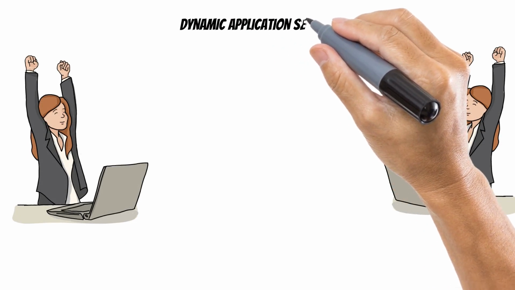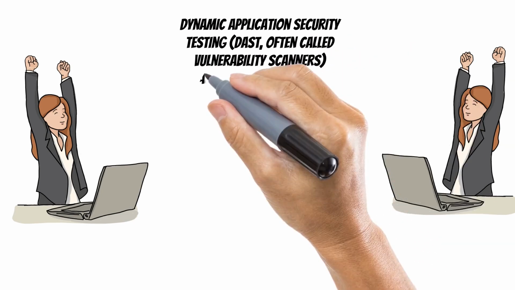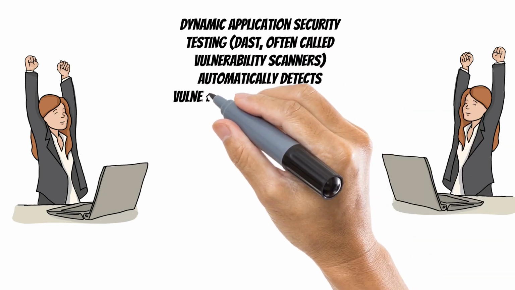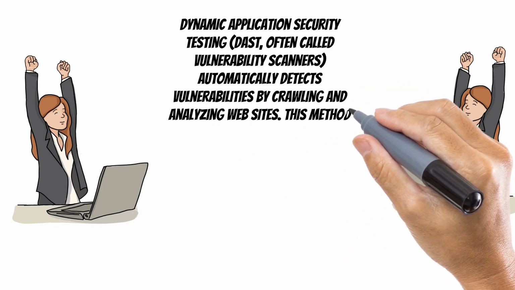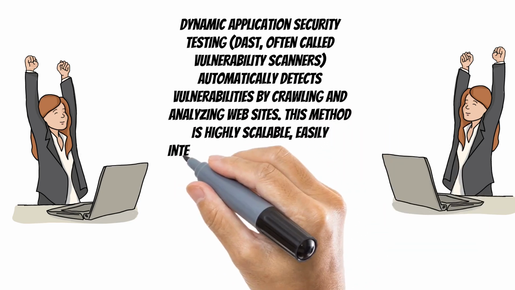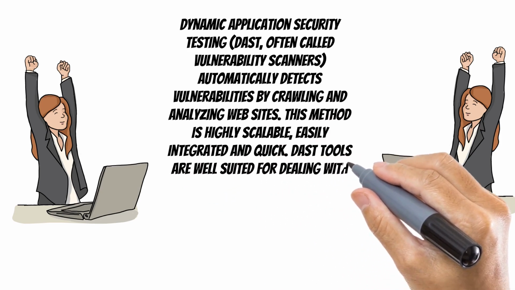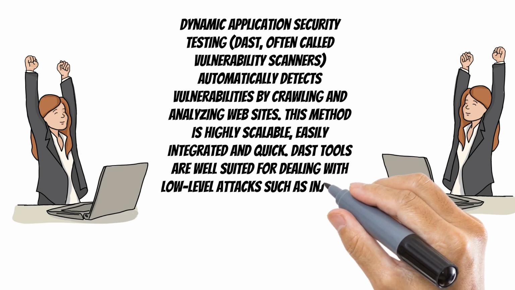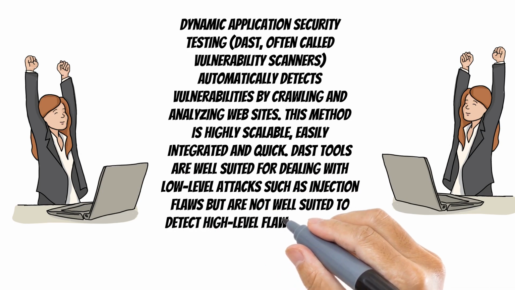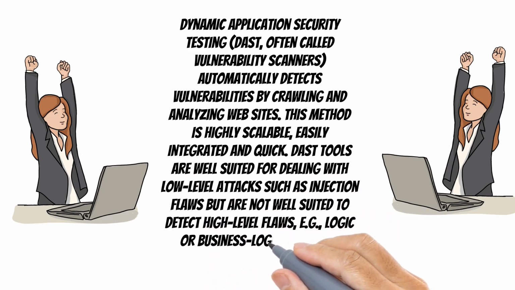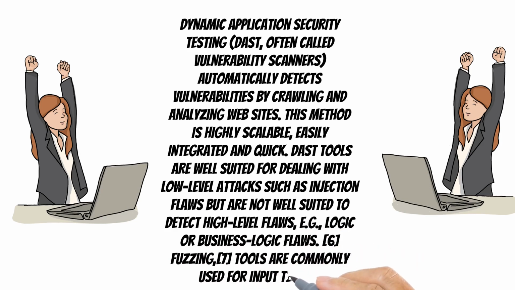Dynamic application security testing, DAST, often called vulnerability scanners, automatically detects vulnerabilities by crawling and analyzing websites. This method is highly scalable, easily integrated, and quick. DAST tools are well suited for dealing with low-level attacks such as injection flaws, but are not well suited to detect high-level flaws, e.g., logic or business logic flaws. Fuzzing tools are commonly used for input testing.